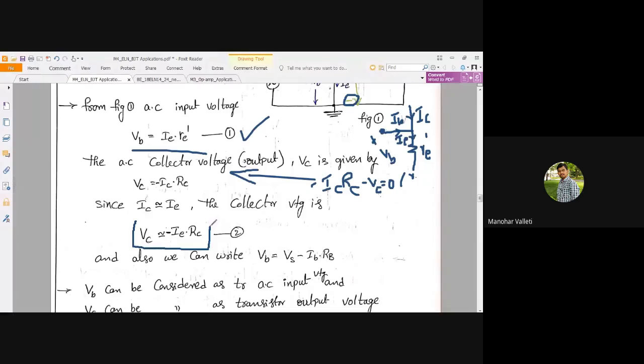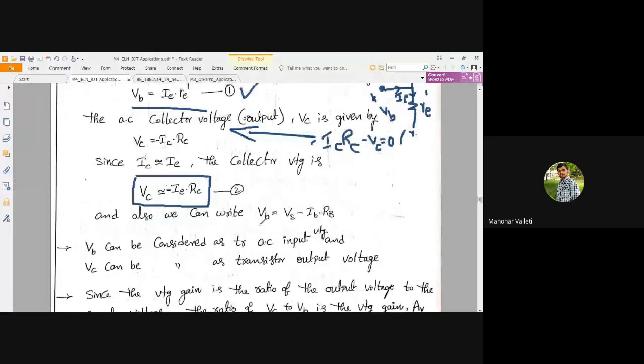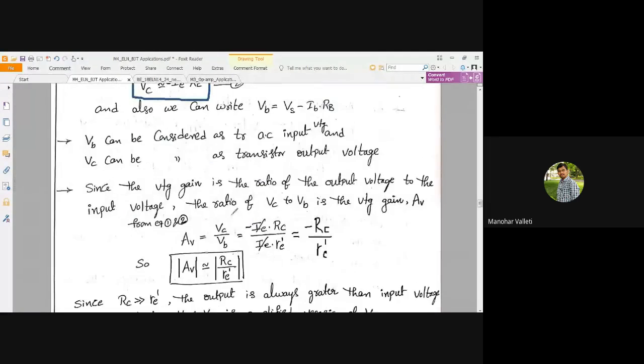Then to find the gain, output by input: the output voltage is VC, the input voltage is VB. So VC is equal to minus IE RC, and VB equals IE RE dash, which you already found. If you solve, you will get minus RC by RE dash. And please observe here, the negative sign represents the phase difference between the base and collector, because you applied the input at the base and took the output at the collector. So the 180 degree phase shift is shown here with the negative sign.